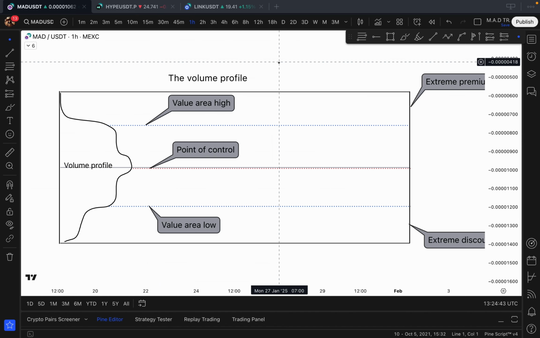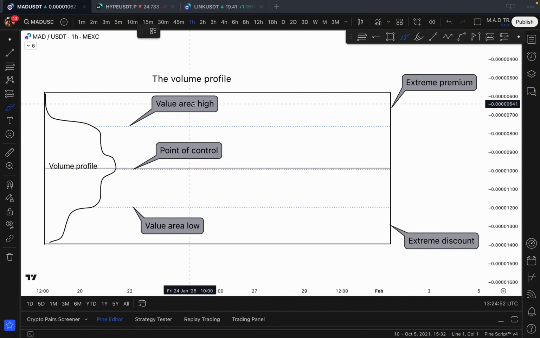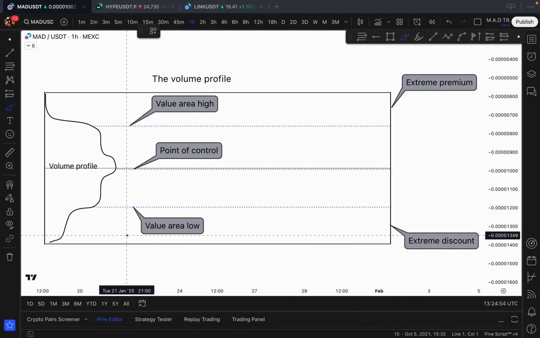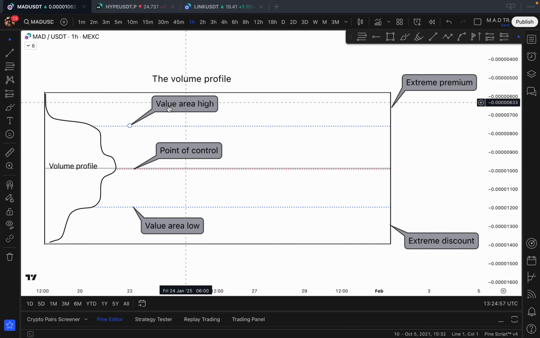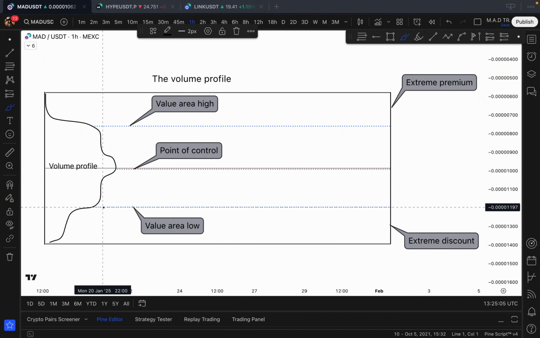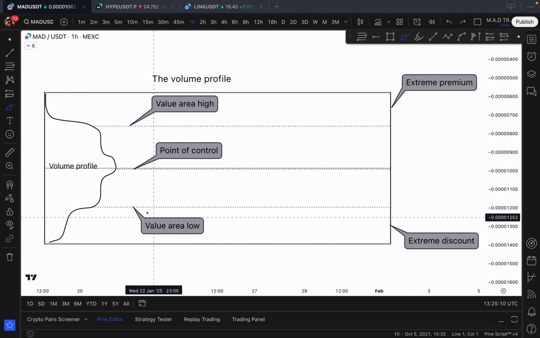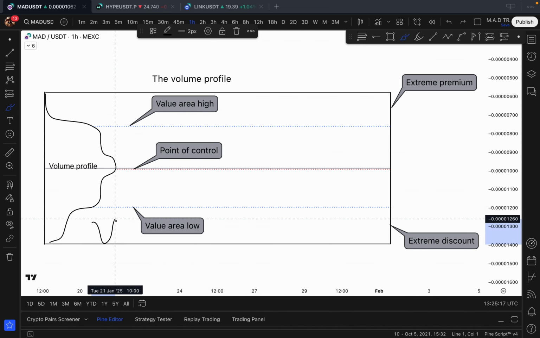We have the value area high. This basically shows you where 70% of the volume is concentrated, between the value area high and the value area low. The value area high is the upper part where 70% happens, and the lower part is what we call the value area low. That's basically where the most volume happens. The extreme premium and the extreme discount are what is above the value area high and below the value area low, most of the time. That's where price doesn't spend much time.